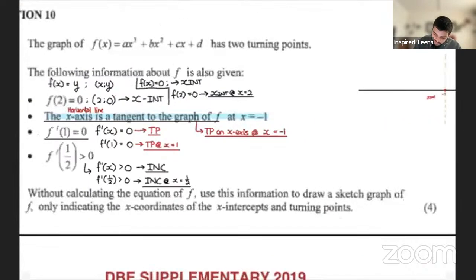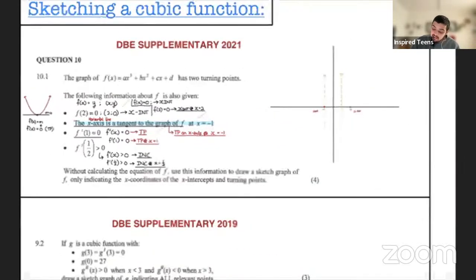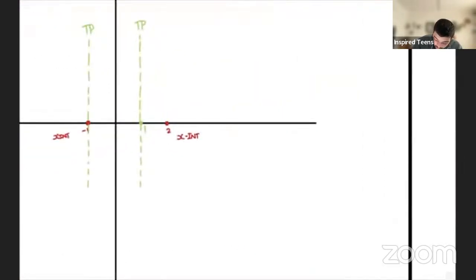We used the first one, we used the second one, we used the third one, now we need to use the last one. The last one tells us that f of x is increasing at the coordinate a half. So let's draw in this. Somewhere here, where the coordinate is a half, between 0 and 1, at this part, the graph has to be increasing.